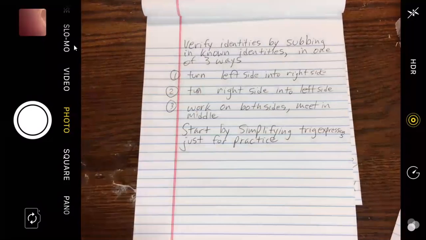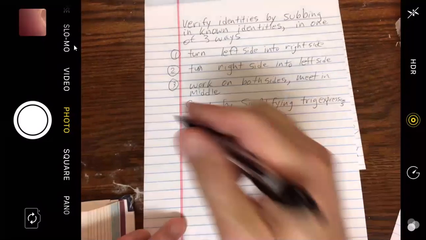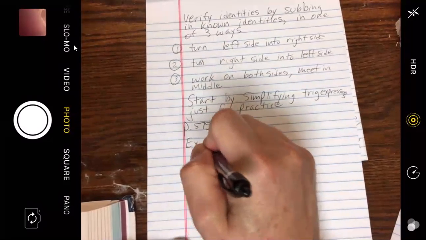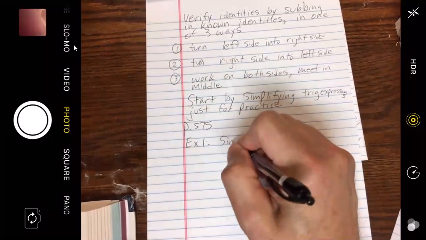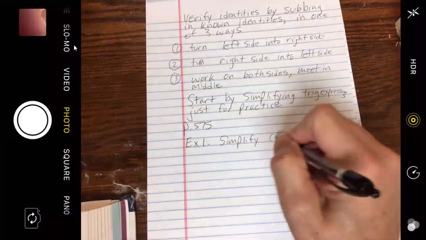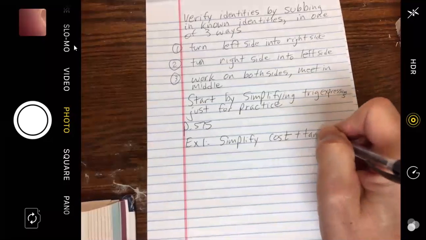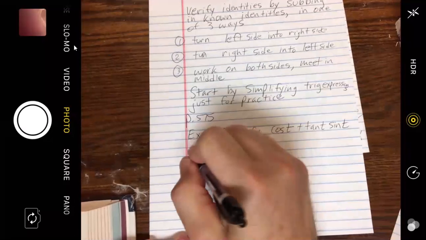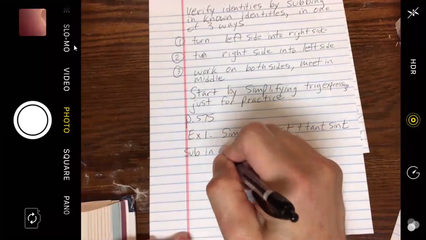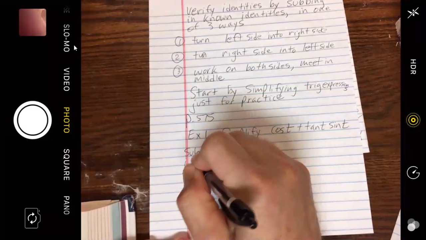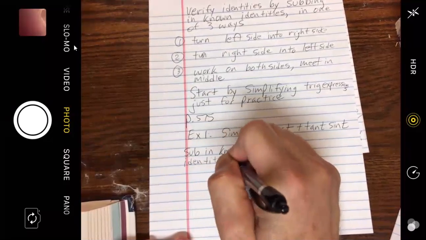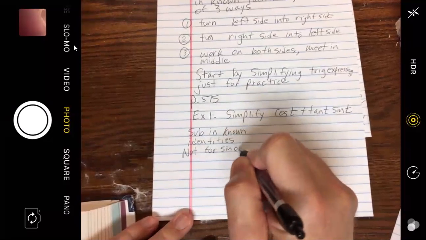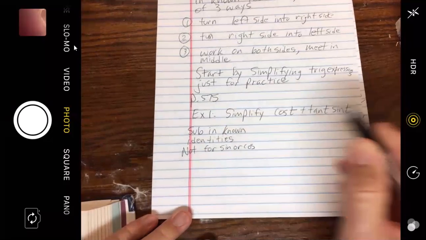Okay, so page 575, you can try example 1. Simplify a cosine of t plus a tangent t, sine of t. We're going to sub in known identities, not for sine or cosine. Those are fundamental.